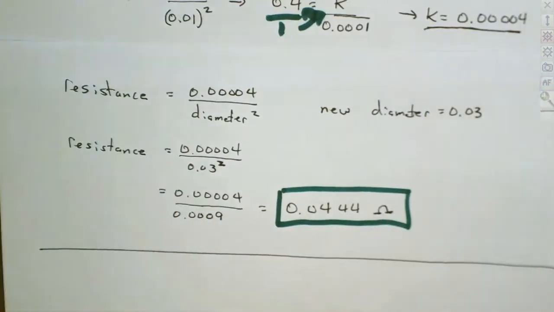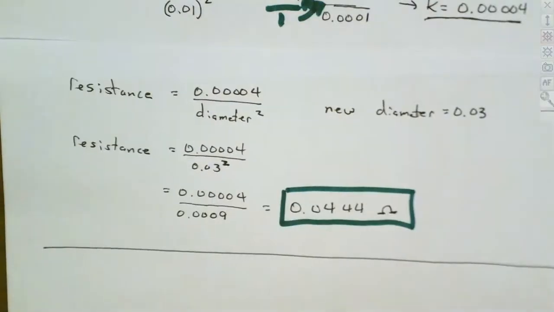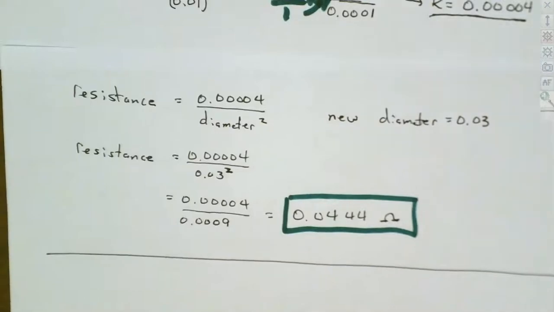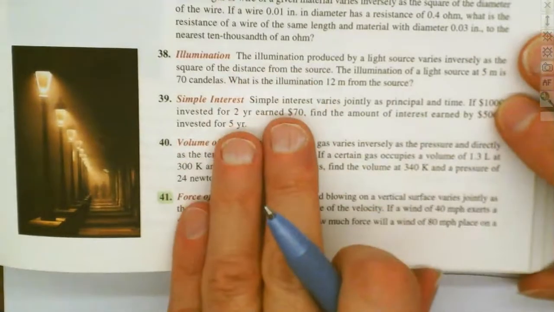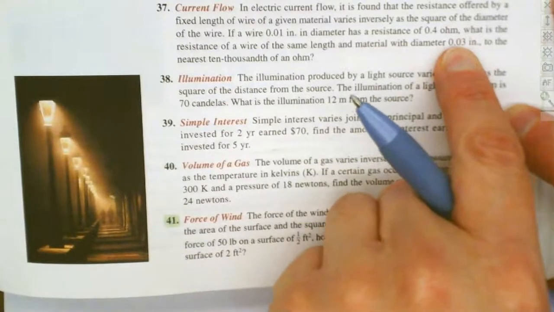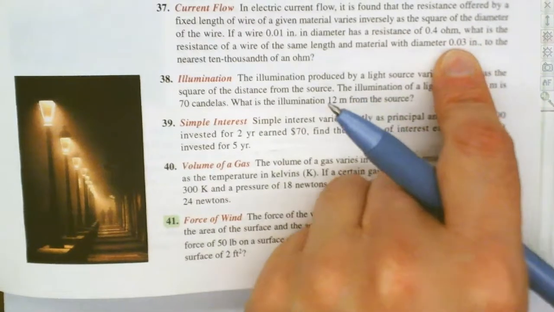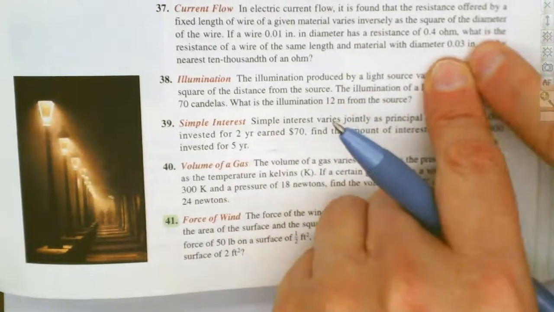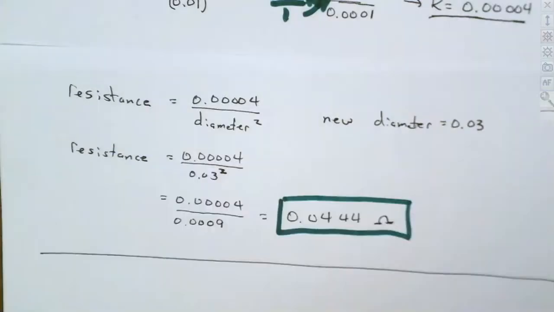But again, these are what you're going to see in a physics course. Why did you just use 0.03? Where did this come from? Okay. That came from right here. We changed the diameter. Okay, so we went from 0.01 to 0.03. So what we always do is they give you an initial set of numbers. We find our K, and then we change that to something else and recalculate it again.